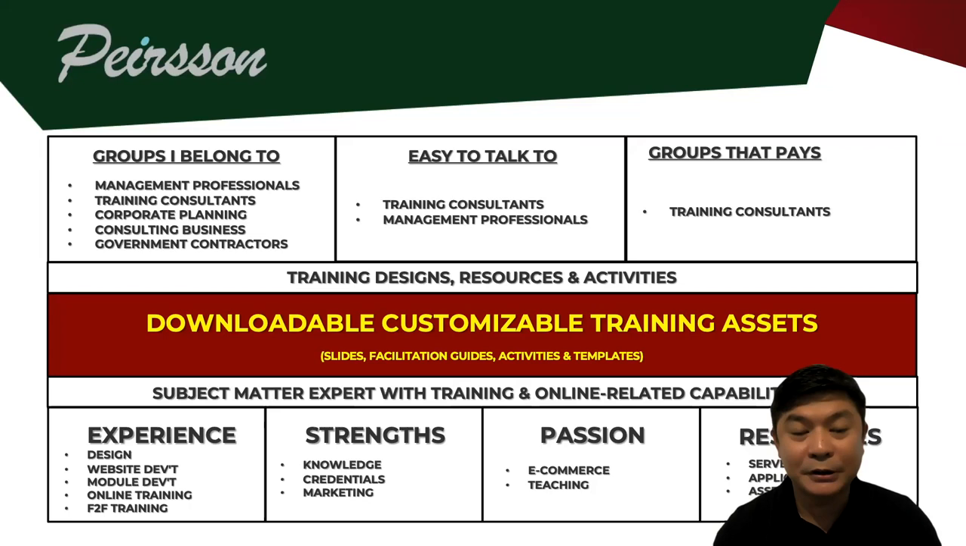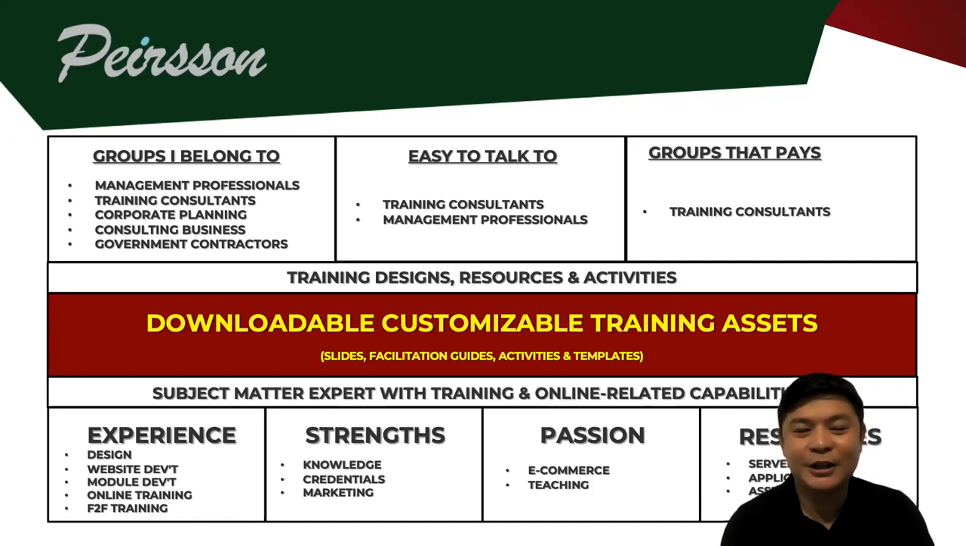So, as an example, I just used a business of mine so that I won't risk putting something that is not true. This is Peirsson, a small management consulting company that I run with a partner of mine. We enumerated groups that I belong to: management professionals, which includes managers or executives in private companies; training consultants; corporate planning, people who conduct strategic planning workshops and consulting businesses; and lastly, government contractors. So these are consultants specific for government institutions, right?